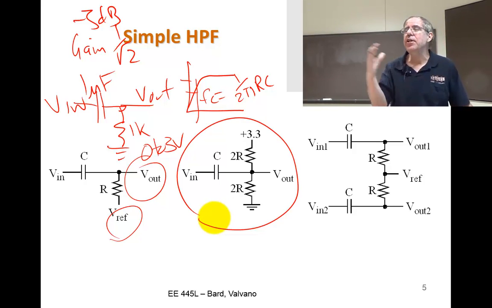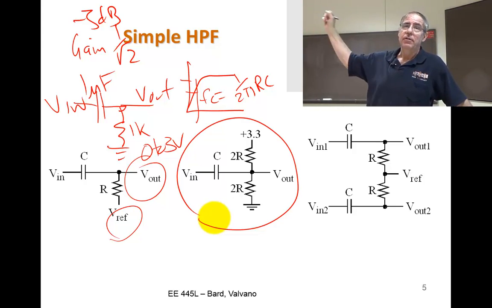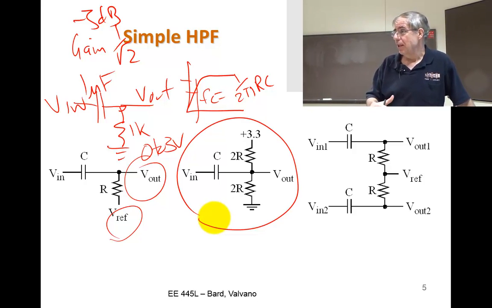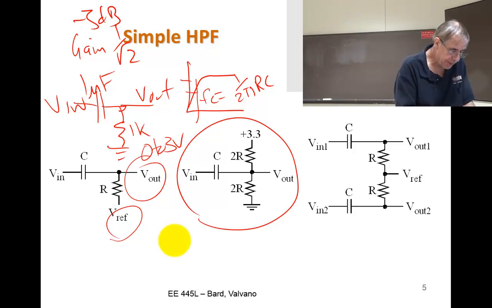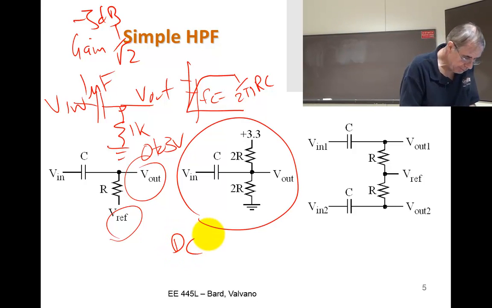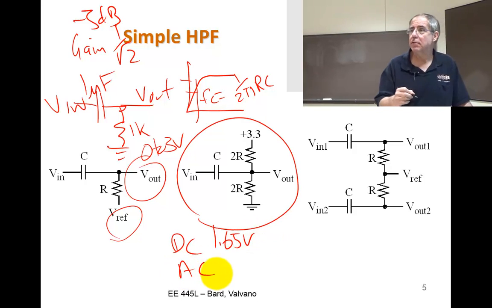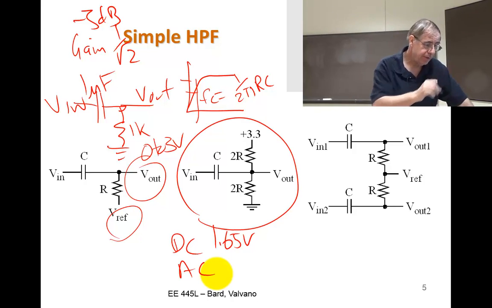Again, it's a linear circuit, so the first rule of linear circuit design is what? If I have multiple sources? Superposition. So let's just look at this from a DC component. From a DC component, this guy is blocking. So what's the output at DC? 1.65 volts. But at AC, I have two sources. I have the 3 volt source and the input.